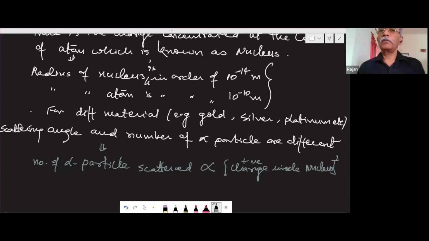So from here, they were able to establish that gold will have this much of positive charge at the center, and then silver will have this much, platinum will have this much. That way they were able to classify all the metals after that experiment only, right? So it opened up.